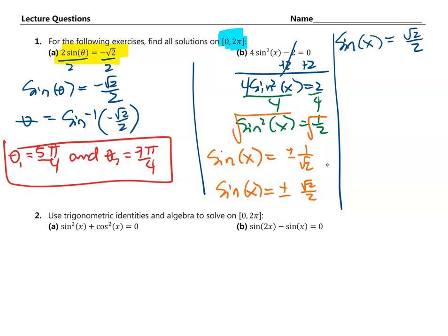Then inverse sine both sides. So inverse sine of square root of 2 over 2. And remember, this is equal to pi over 4 and 3 pi over 4.